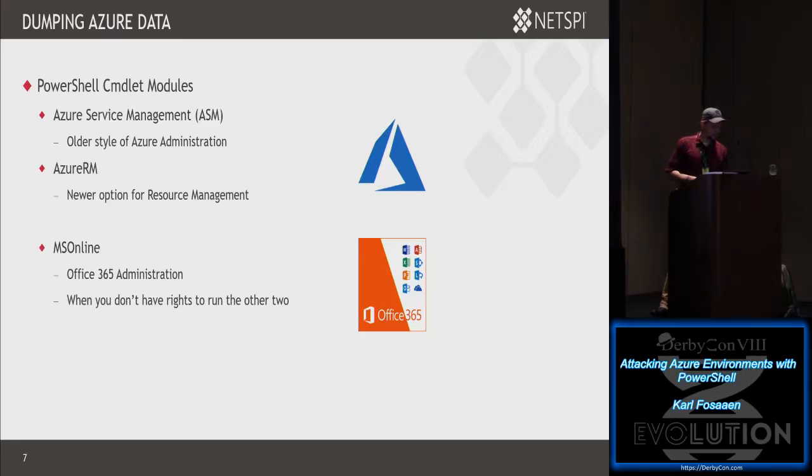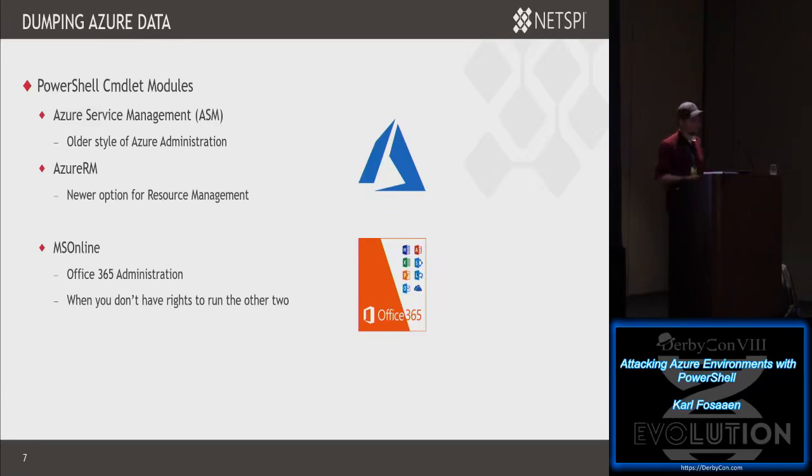So for the PowerShell commandlet modules, there's 3 different ones that the MicroBurst tools rely on. MicroBurst is the name of the tools repo where all of these PowerShell tools live, and we'll show a link to that in a minute here. But we make use of the Azure Service Management, or typically ASM. It's actually just Azure in the modules for PowerShell. AzureRM, which is kind of the slightly newer option.